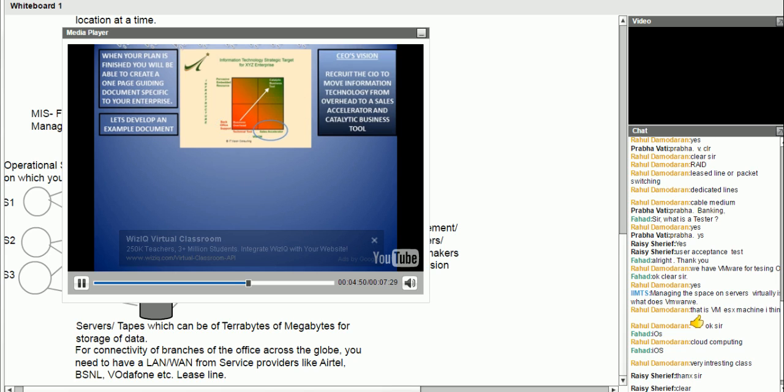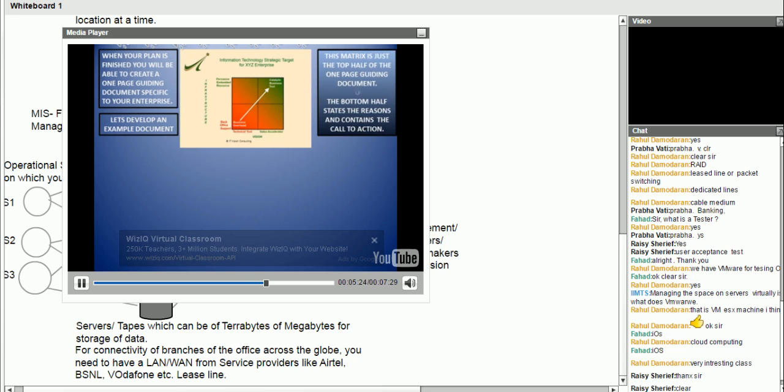His vision, which he shares with his CIO, is to move IT from costly overhead to a revenue-enhancing sales accelerator. This vision requires that IT become fully embedded in all parts of the organizational infrastructure so that IT can become a catalytic business tool. This is just for planning year one. Over time, the business vision and infrastructure will evolve, and the IT vision and infrastructure will become even more fully supportive of the organization in a variety of ways.